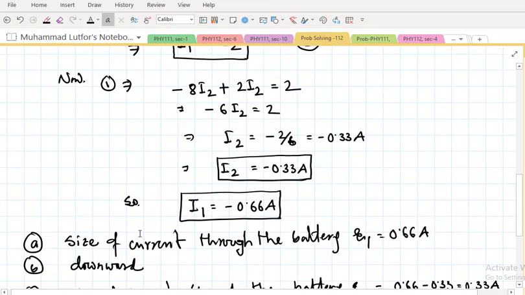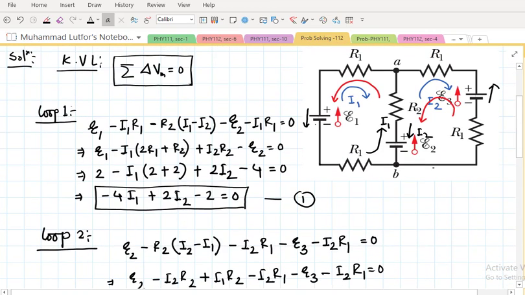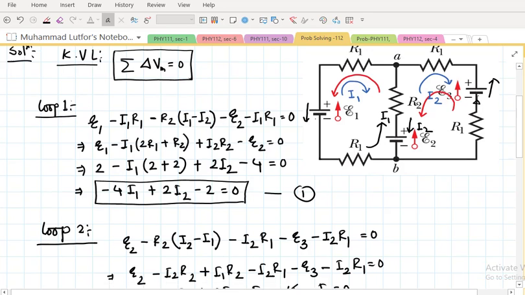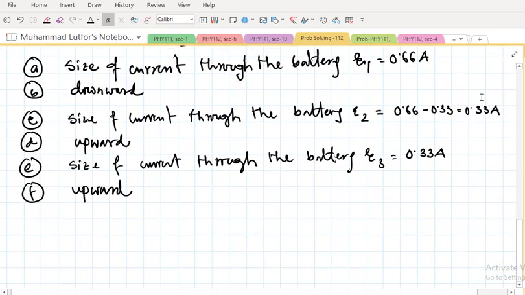because the actual current direction in loop 2 is counterclockwise. If it's counterclockwise, it means the current is moving in that direction. That's why the current through the battery E3 would be in the upward direction. So this is the answer to number F.